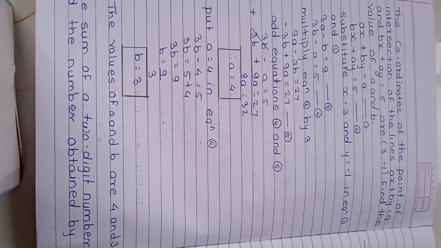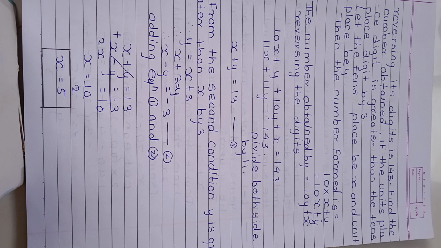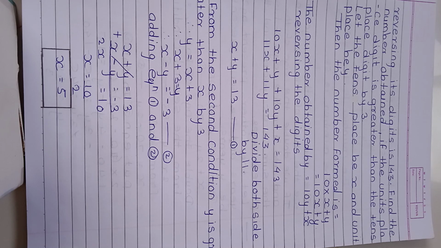Third example, the sum of a two-digit number and the number obtained by reversing its digits is 143. Find the number if the unit place digit is greater than the tens place digit by 3. Let the tens place be x and unit place be y. Then the number formed is 10 into x plus y, that is 10x plus y. The number obtained by reversing is 10y plus x.